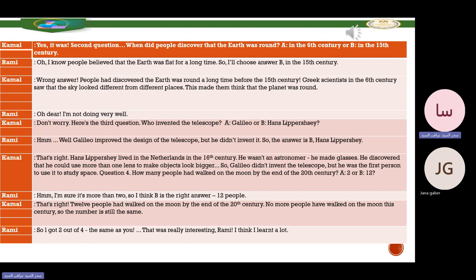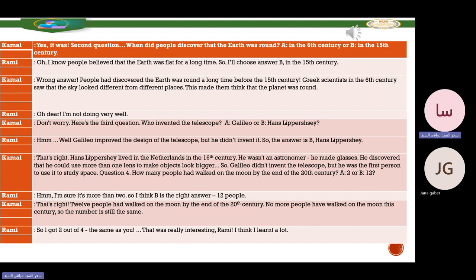Well, Galileo improved the design of the telescope, but he didn't invent it. So the answer is B, Hans Lippershey. That's right. Hans Lippershey lived in the Netherlands in the 16th century. He wasn't an astronomer. He made glasses. He discovered that he could use more than one lens to make objects look bigger. So Galileo didn't invent the telescope, but he was the first person to use it to study space.